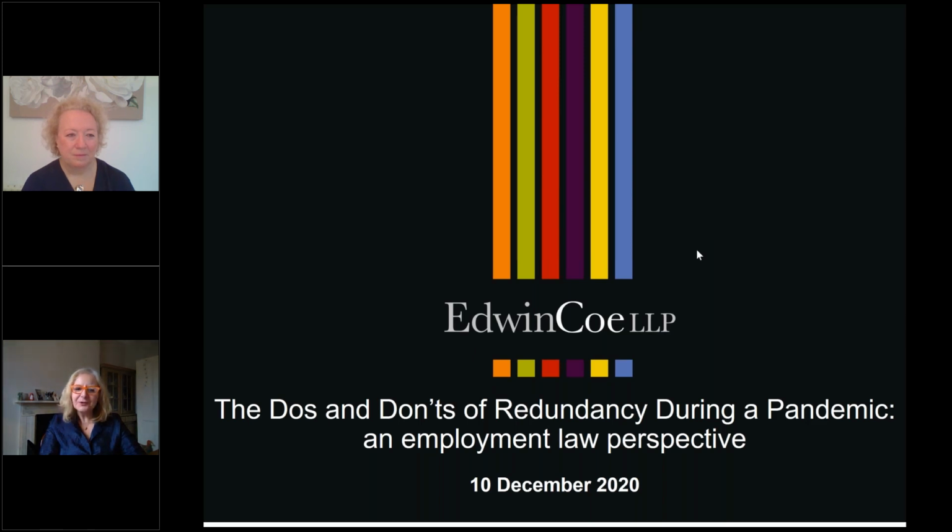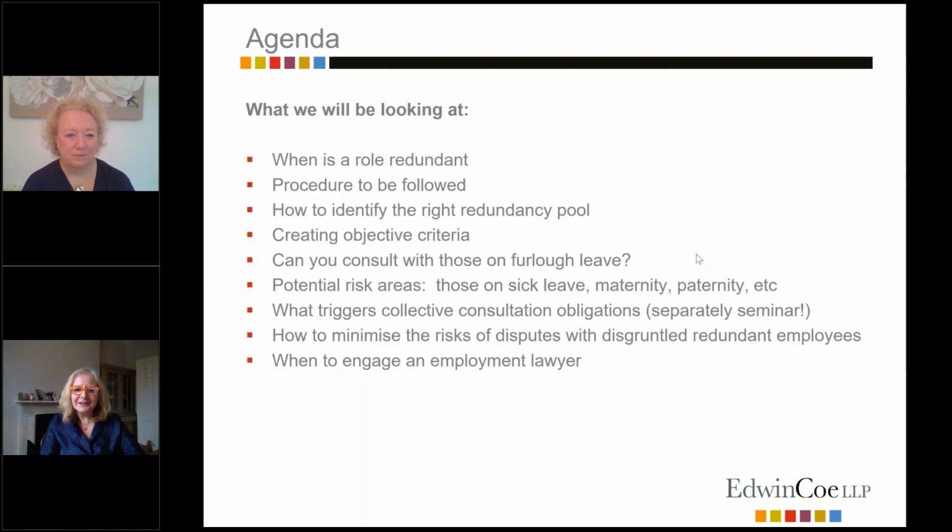I wonder, Tanya, could we go through to the next slide, and I think that just sets the agenda of what we will be looking at. So that sets out the broad headlines: when is a role redundant, the procedure to be followed, identifying the right pool, selecting objective criteria, the inevitable question of furlough, and those potential risk areas we'll look at. These are common things that we see in practice which can trip people up.